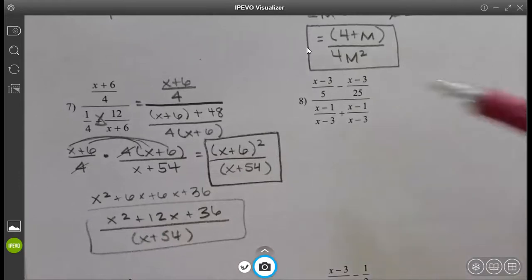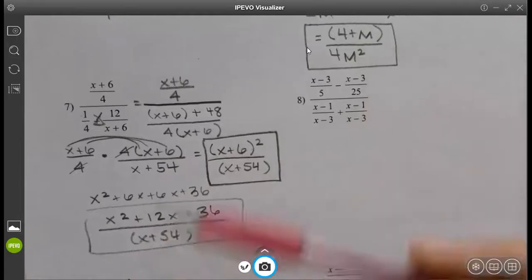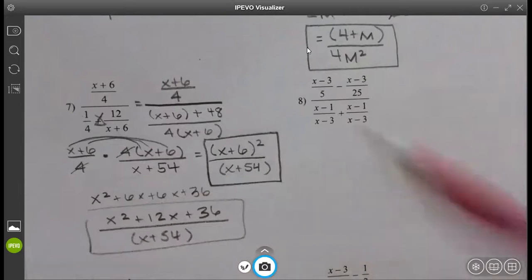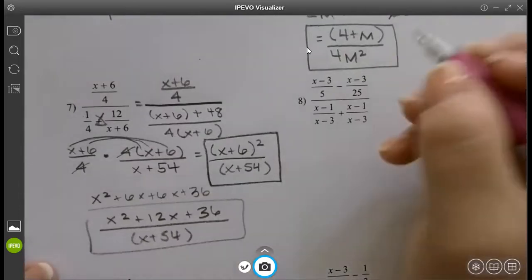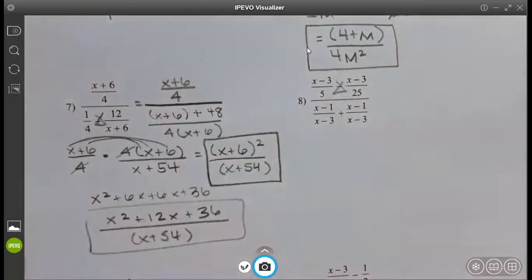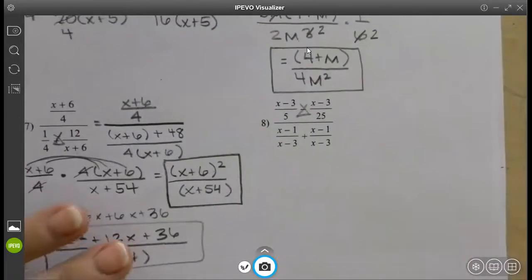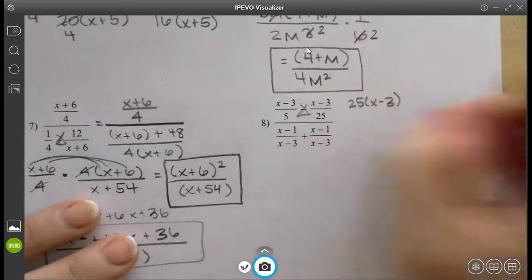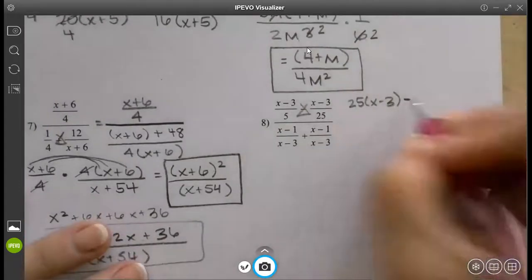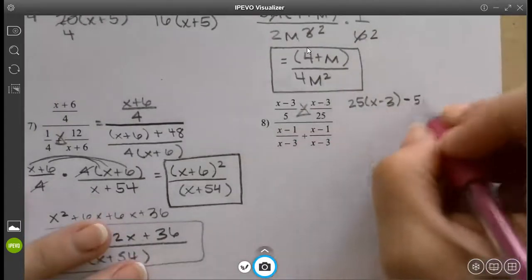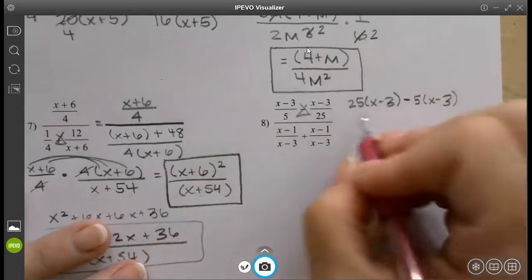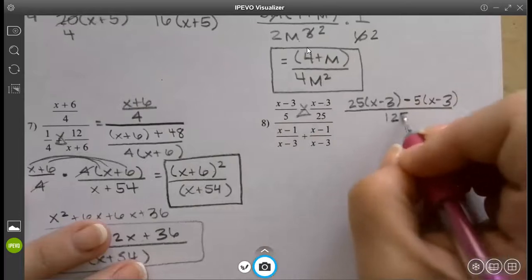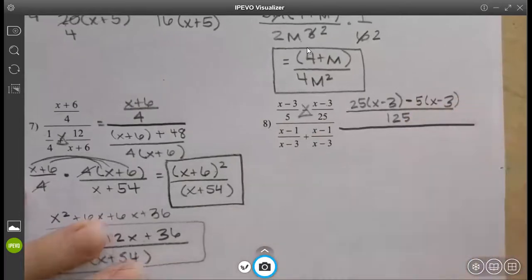All right, so now they make you do two, one in the top, one in the bottom, instead of just doing one singular fraction and one double fraction. So now we got to do it on both. So these just take longer. Got it? All right, so on the top, we're going to do that cross multiply. We're going to have 25 times x minus 3. We have a minus 5 times x minus 3. And on the bottom, we're going to multiply 5 times 25, which gives you 125. So that makes one big fraction.